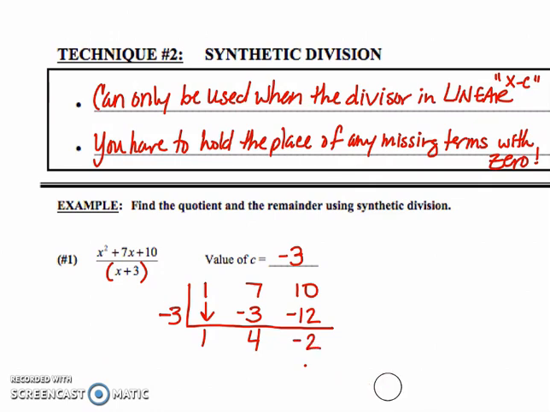And when we get to the end, like we just did, then basically we just have to write our answer in polynomial form. So starting from the furthest right, this is always going to be your remainder, and then your constant term, and then your x term. So our answer here would be x plus 4, and then our remainder would be -2 over x plus 3, because that was our divisor.